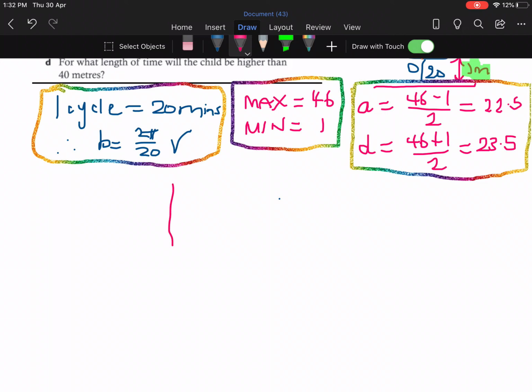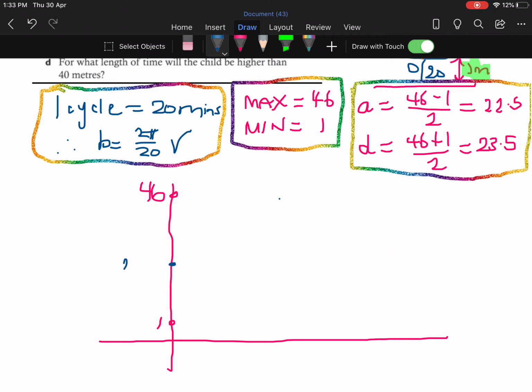So the minimum is 1, so it's not going to go below the x-axis. So I've got 1 here. It doesn't have to be to scale. And the maximum value is going to be 46, which is here. Now it tells me that the middle number between 46 and 1 is going to be our vertical shift, which is 23.5. So somewhere in the middle is 23.5.